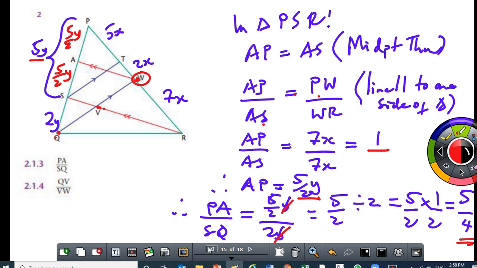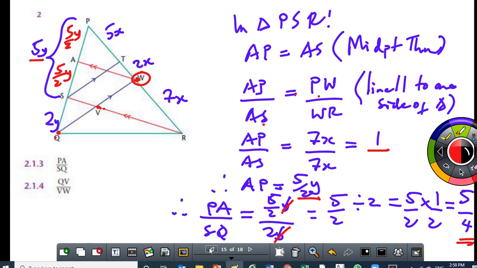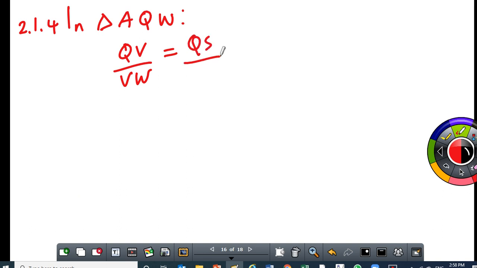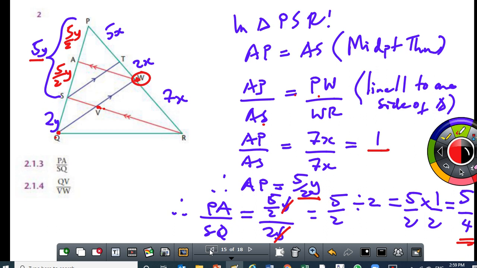So it will be QV over VW equal to QS over SA. Then I must rewrite my reason: line parallel to one side of triangle. Then my QV over VW is going to be equal to, I know that my QS in terms of Y is equal to 2Y, and my SA in terms of Y is 5 over 2Y.